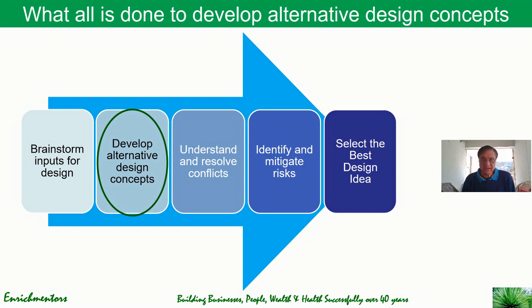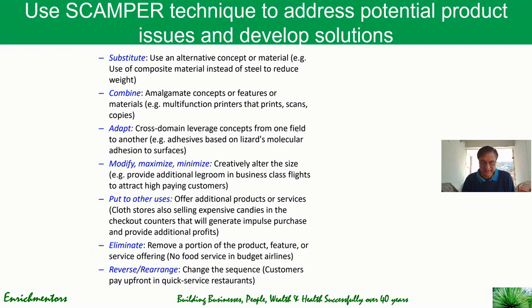One of the techniques that is wonderfully used in this example, as I will illustrate to you, is SCAMPER. SCAMPER is an acronym for many things that you can do to find alternate solutions to a particular design, a particular output that you wanted. You can substitute materials, you can combine materials, combine processes, you can adapt from a different field to one field, you can modify, maximize, minimize. You can put the same material or product to some other use, P standing for that.